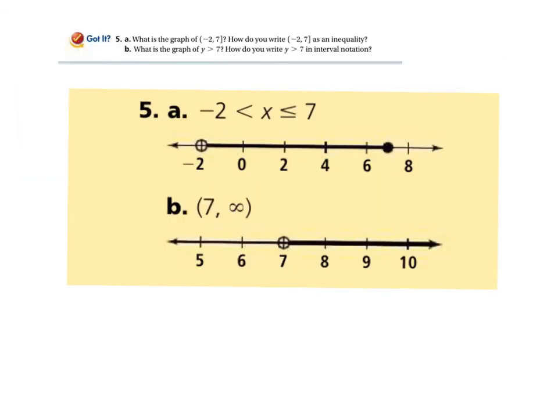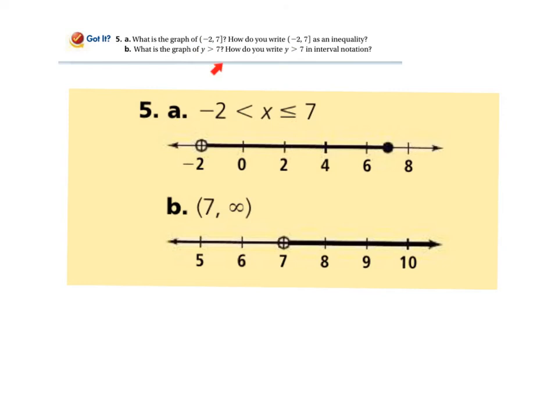All righty, jumping right to this one. What is the graph? So from negative 2 to 7, notice the 7 is a filled in dot. Negative 2 is not. It's everything in between. How do you write this as an inequality? Obviously, it goes from negative 2, not included, so no equals, all the way to 7, included.